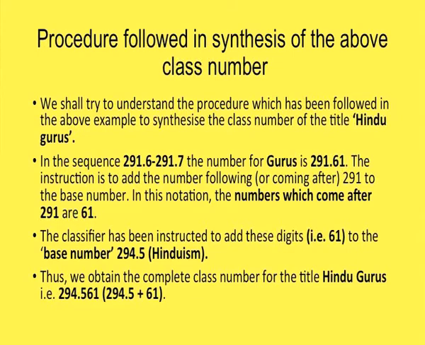So, this is one more example where we have shown how a part of a number is added to the base number. Base number is of course the basic subject number. So, this is how we obtain the complete class number for Hindu Gurus: 294.561.